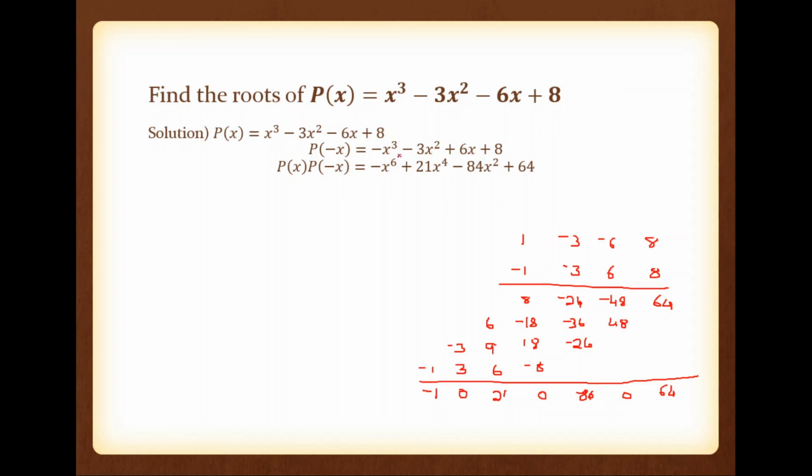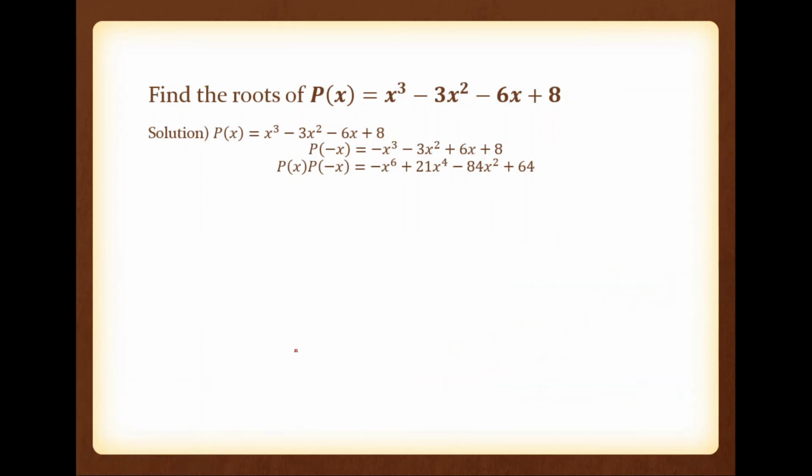So you can see that if you are multiplying p of x and p of minus x, alternate coefficients are 0 always. If it is not so, definitely some mistake is there in our calculation. Okay, so this is what p of x into p of minus x gives. So x raised to 0, x raised to 1, x raised to 2, x raised to 3, x raised to 4, x raised to 5, x raised to 6. So what we have? Minus x raised to 6 plus 21 x raised to 4 minus 84 x raised to 2 plus 64. So that is shown here. So this is p of x.